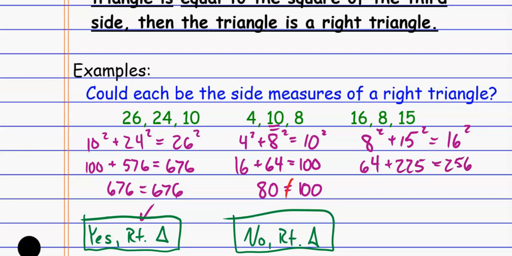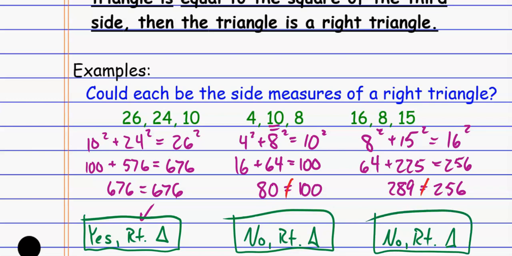And right away, before I even add these things together, I can tell that it's not going to work. All right. So really, you could stop right there and say, no, these aren't going to work. That is not a Pythagorean triple. But here it is. So no, not a right triangle for this one.